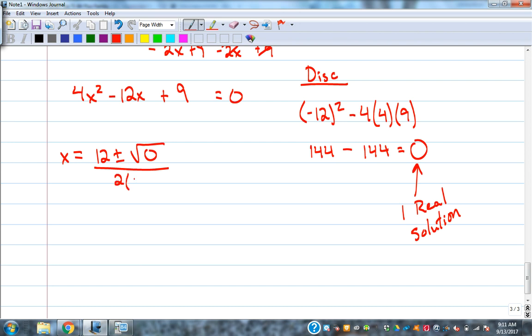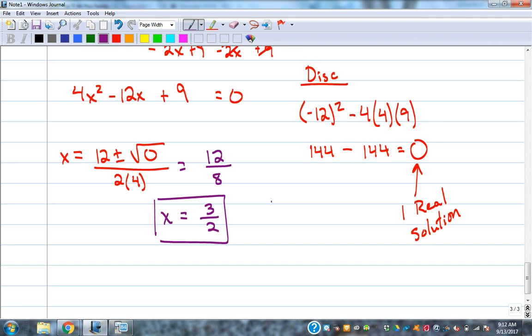And on the bottom, we've got 2 times a. So what's the square root of 0? It's 0, right? So we have 12 plus or minus 0. So really all that's up there is what? 12. So this simplifies to be 12 over 8. That's a fraction. Anytime we get a fraction, we need to look and see if we can do what to it? Simplify, reduce it. 12 and 8 are both divisible by 4. 3 over 2. And that's technically 1.5, but we're not approximating that. That's exactly what that is.